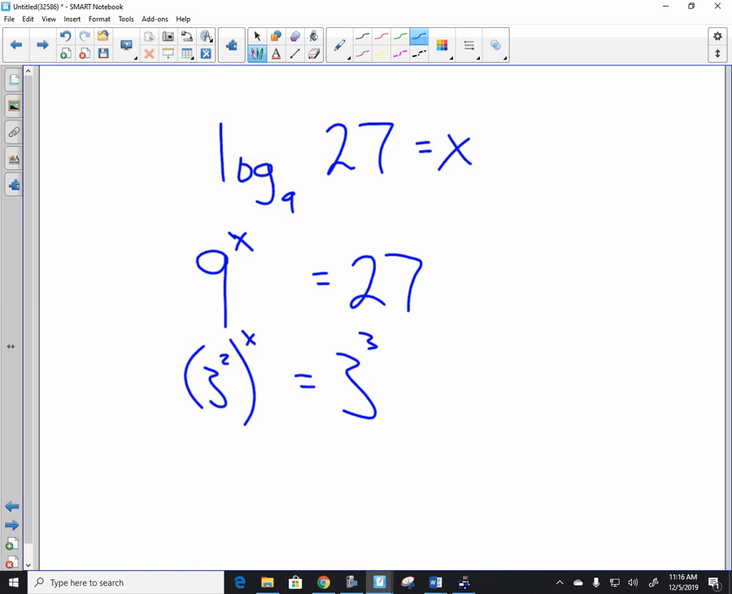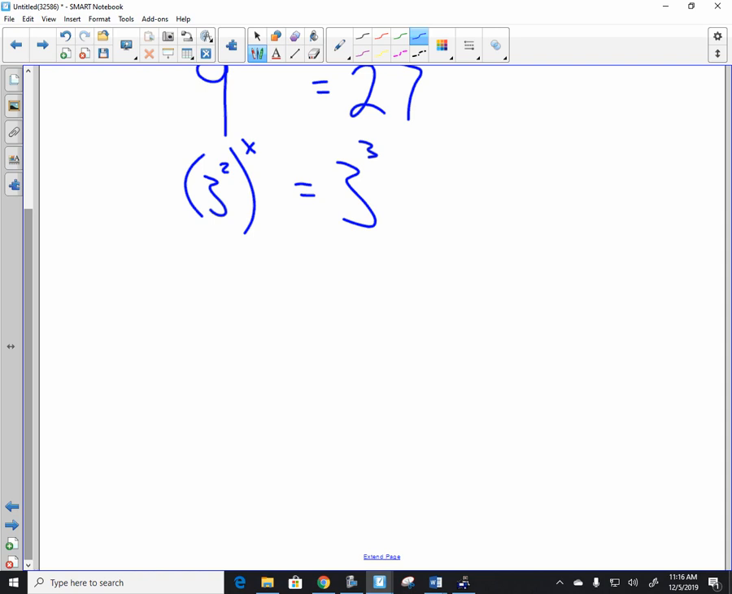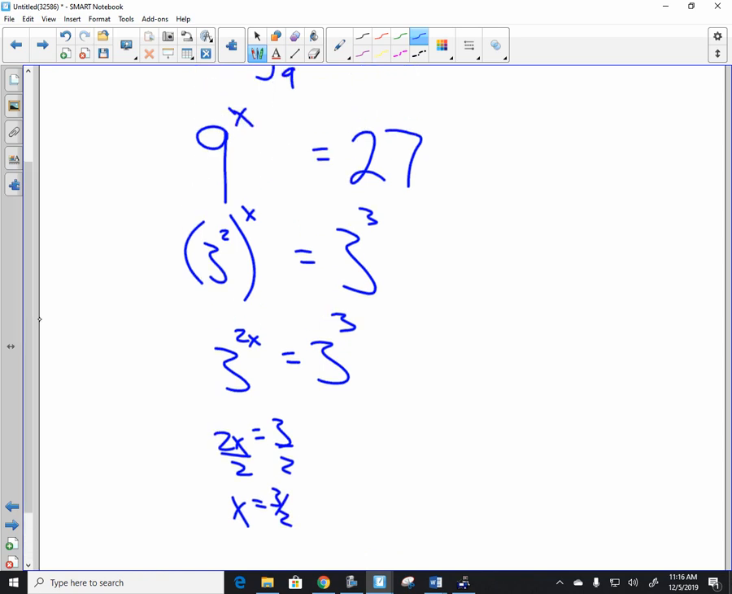So all of a sudden, this is my equation, isn't it? Well, what do you do when you have a power to a power? Multiply. So I got 3 to the 2x is equal to 3 to the third. So now, those equations are going to be true whenever 2x is equal to 3. So x is 3 halves. So sometimes you have to change the base in order to make that work out.